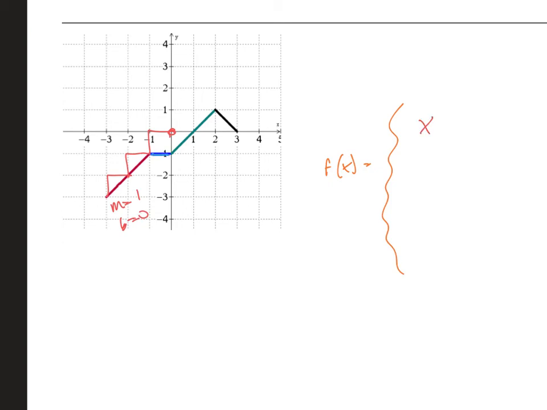Blue one's nice and easy. It's a horizontal line, so it's the number it's sitting on. So that is -1. The green one's going up 1, over 1, so my slope is 1. It crosses at -1. So that'd be x minus 1. And then the black one is just going down 1. So my slope is -1. If I continue it this way, I can see how it crosses at 3. And I got my equation. So I got x for the red one. I got -1 because it's horizontal for the blue one. The green one is x minus 1, and then the black one is -x plus 3.